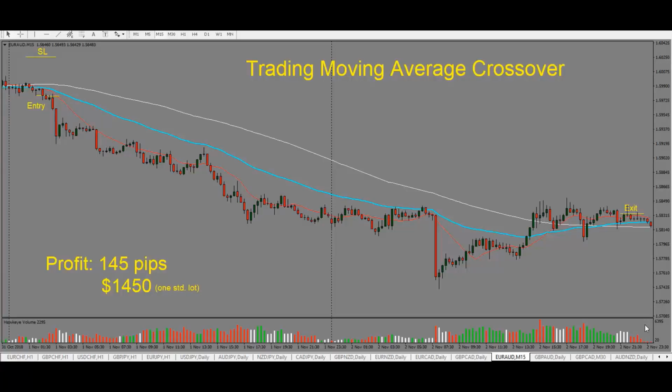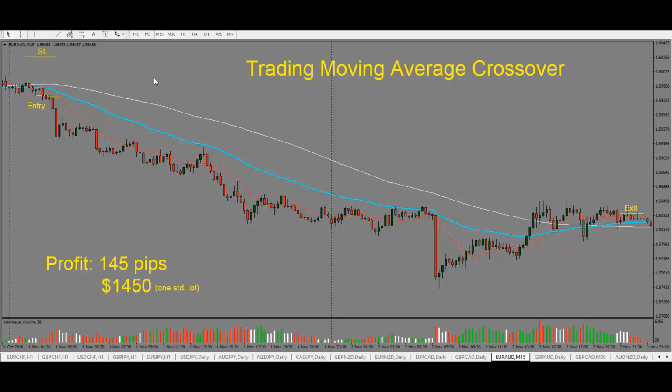Today we'll take a look at how to trade using moving average crossovers. This is the Euro Aussie 15-minute chart. With the moving averages, we are looking for one moving average to cross the other one, either to the upside or to the downside. Moving averages are useful when you are looking to identify the trends, so especially if you are a newer trader and you're having difficulty identifying the trend, this is one way to do it.